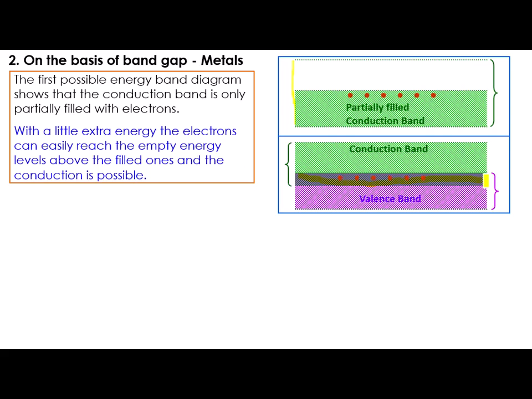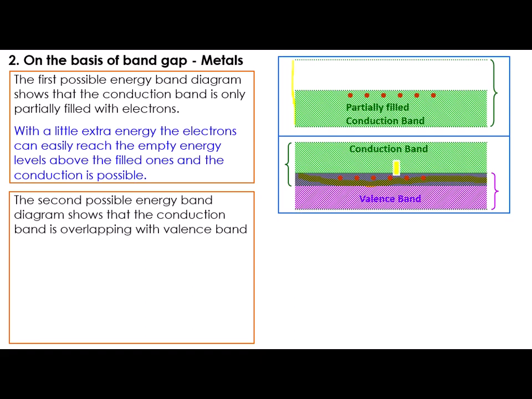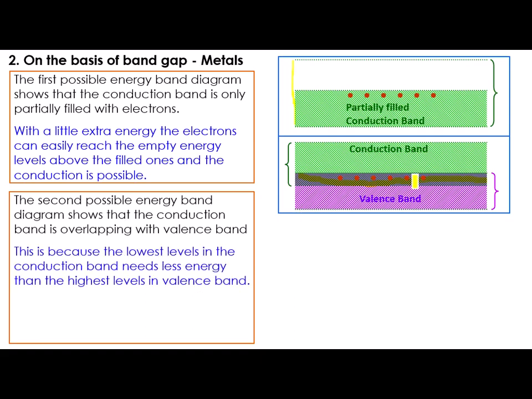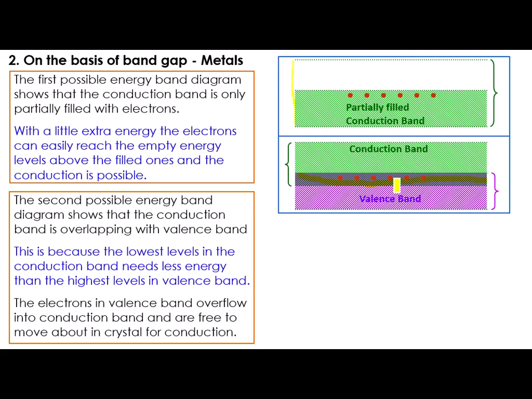In this scenario, if they are overlapped, then obviously these electrons are responsible for conduction. That means they require very minimum energy. Since the conduction band is overlapping with the valence band, in this case also they require very minimum energy to go up to the conduction band and start the process of conduction.